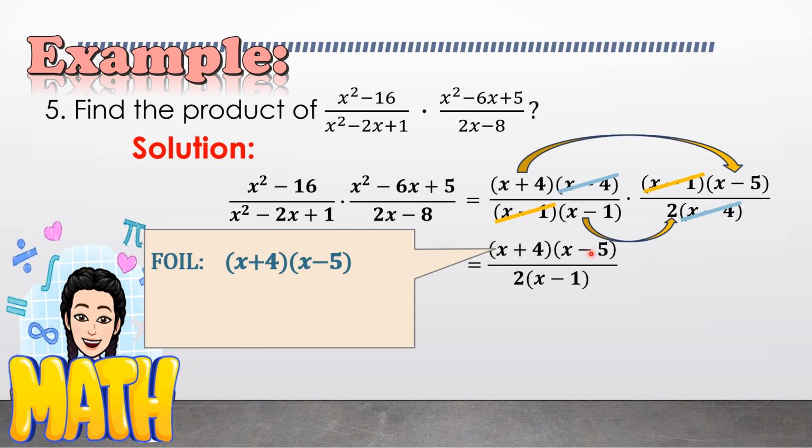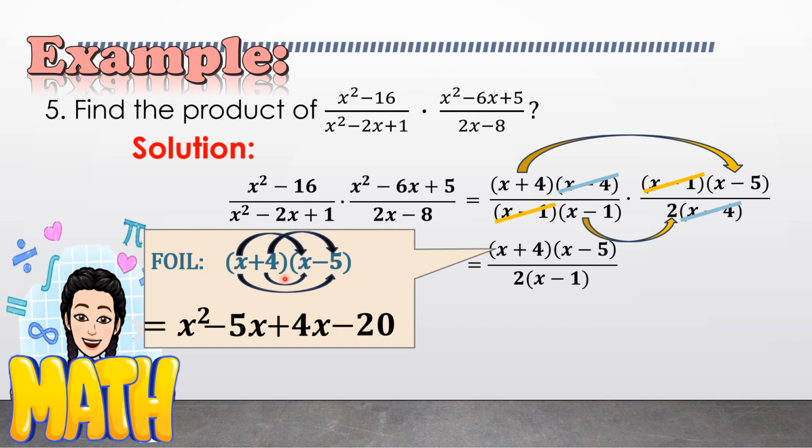To simplify our numerator, we're gonna apply FOIL. So, F is for first terms. So, x times x is x squared. O is for the outer terms. X times negative 5 is negative 5x. I is for the inner term. 4 times x is positive 4x. And L is for the last terms. 4 times negative 5 is negative 20. Then simplify negative 5x plus 4x. The answer now is x squared minus x minus 20.